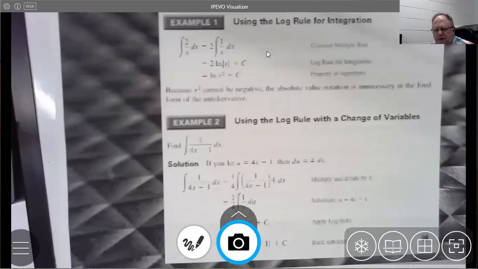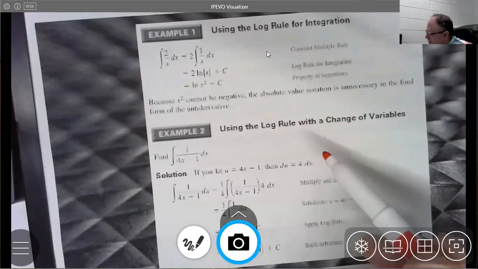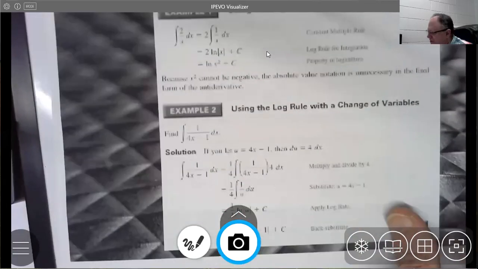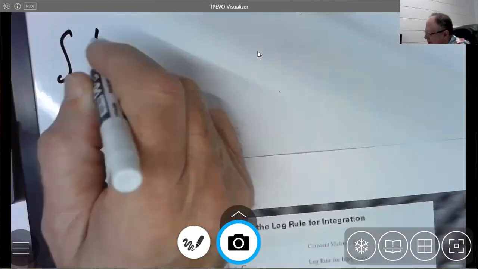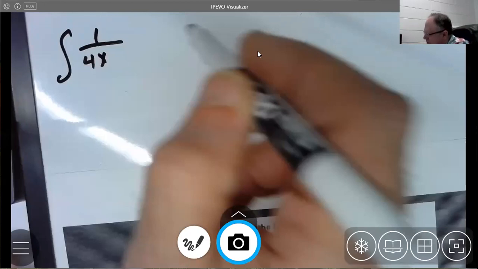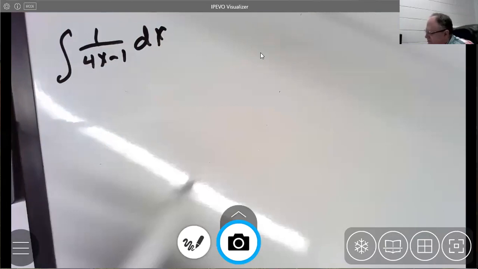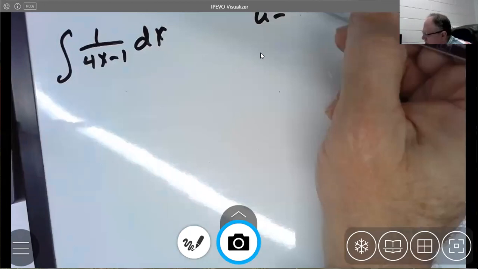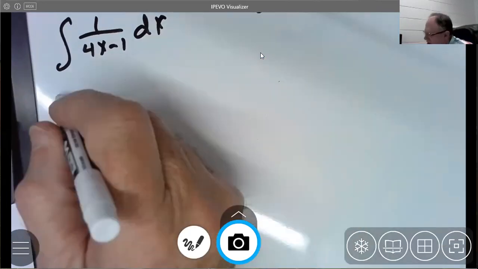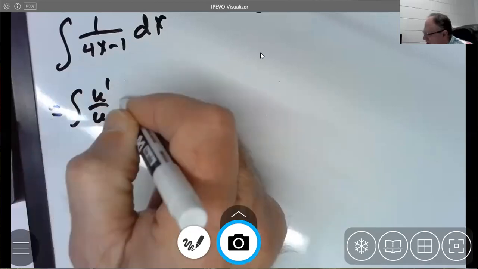Here we have 1 over 4x minus 1. So here I'll go ahead and write this one out. The integral of 1 over 4x minus 1 dx. So here we have more than just x, right? So we need to find what u is. So the idea here is to get it to u prime over u dx.